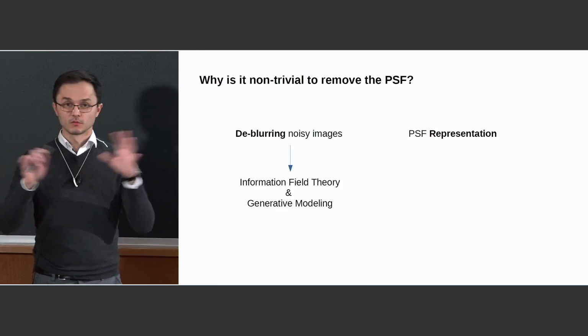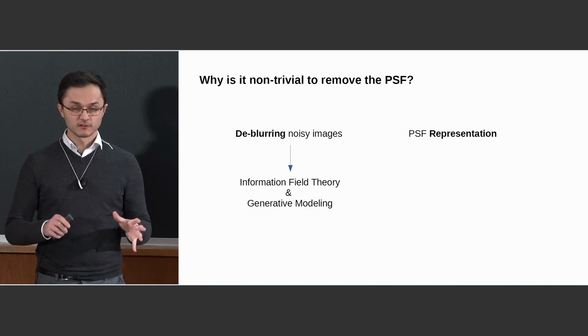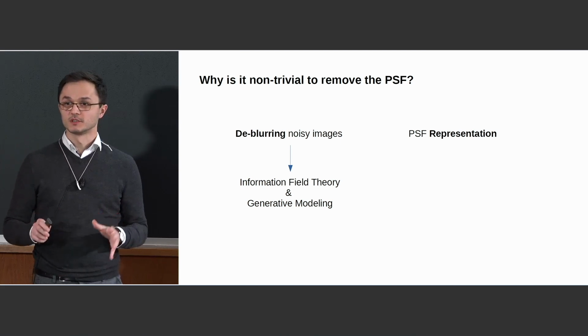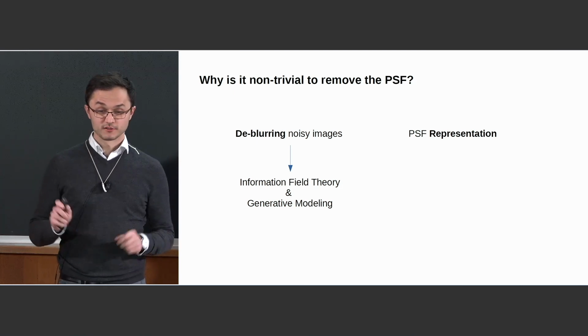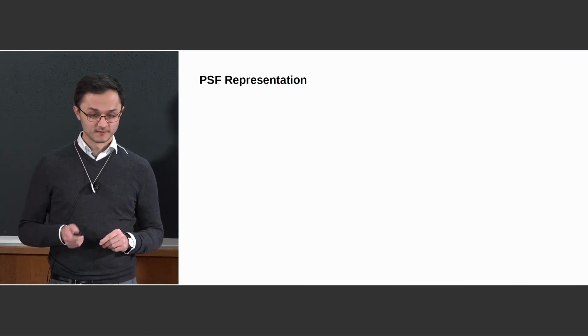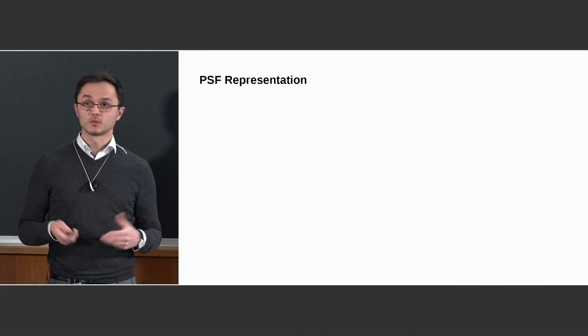So this we kind of wrapped up. So the deblurring of the noisy image shouldn't be a problem as soon as we take all the statistics and everything into consideration. So still, we have the problem of the PSF representation. PSF representation, why is it a problem?